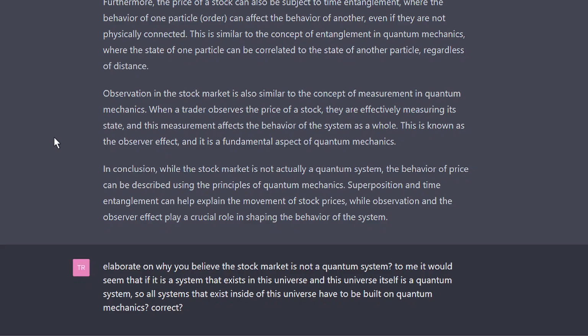This is known as the observer effect, and is a fundamental aspect of quantum mechanics. In conclusion, while the stock market is not actually a quantum system, the behavior of price can be described using the principles of quantum mechanics, superposition, and time entanglement, and can help explain the movement of stock prices, while observation and the observer effect play a crucial role in shaping the behavior of the system.